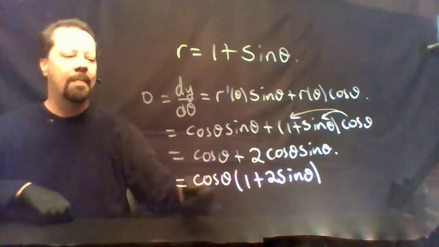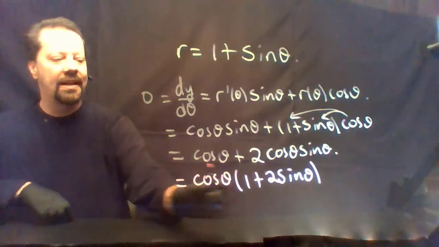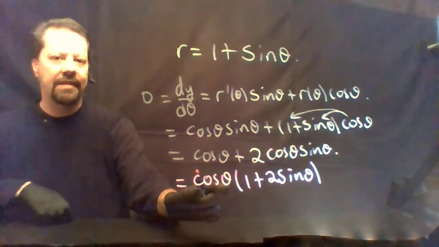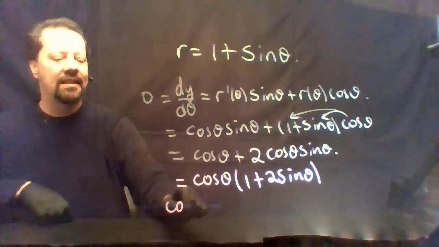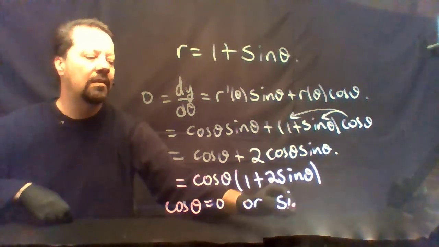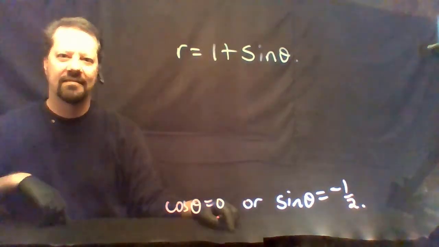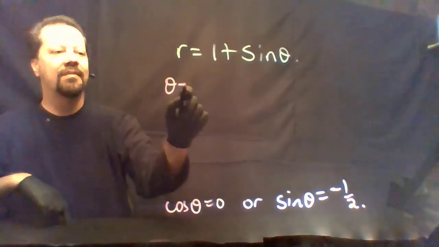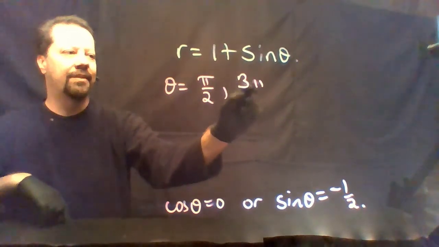The zero product theorem, which says that if you have two things multiplied together that give you 0, then either the first factor is 0 or the second factor is 0, implies then that cosine theta is 0 or sine theta is negative 1/2. So where is cosine equal to 0? Pi over 2 and 3 pi over 2, of course.